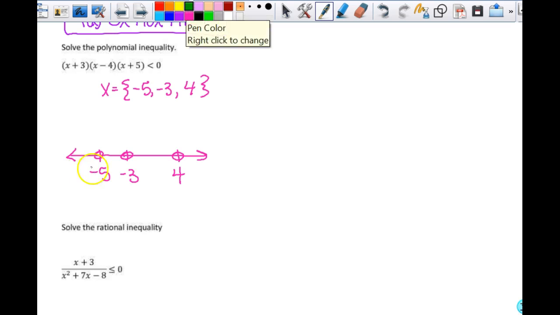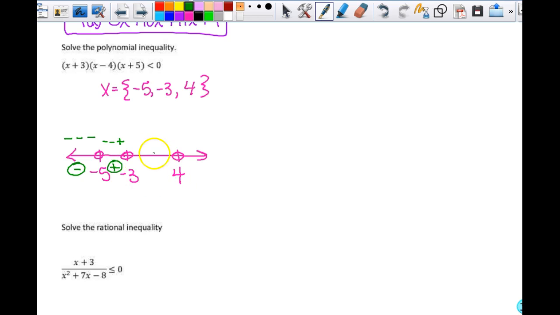Then I'm going to pick test numbers. I'll start with -6. And so I substitute in here. This would give me a negative, -6, and there's negative, negative. So altogether, that's negative. If I use -4, I'd have negative, negative, positive, which is positive overall.